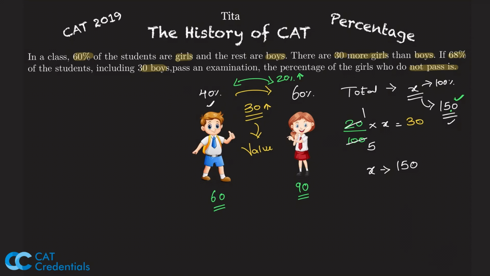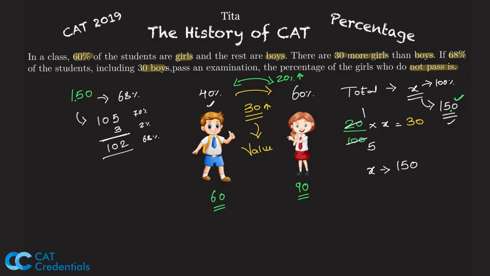If 68% of the students, including 30 boys, pass an examination, so how many students are passing? 150 is the total number of students, we know that. 68% of that. Now how do you find it out? In the easiest possible way, you know what 70% of that is, right? 70% of that will be 15 into 7, which is nothing but 105. Take out 2% from this. 2% will be nothing but 3, because 1% is 1.5. So 70% minus 2%, that will be 68%.